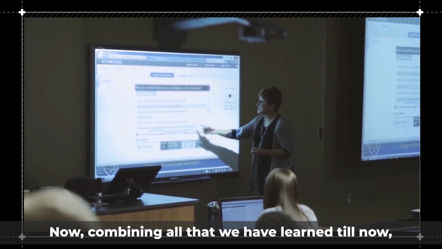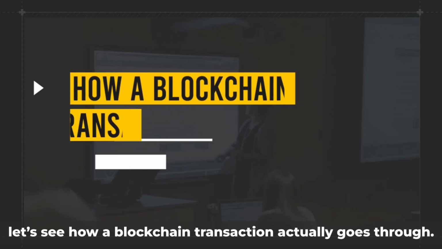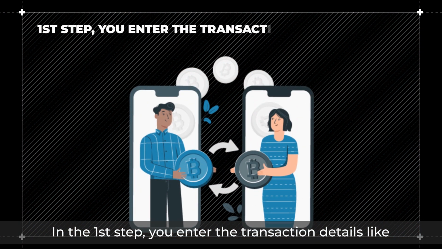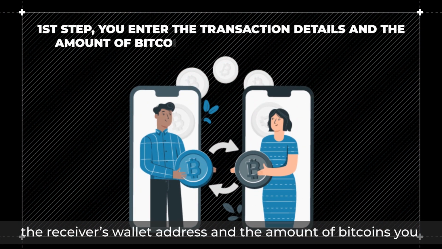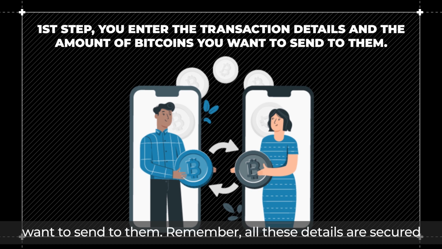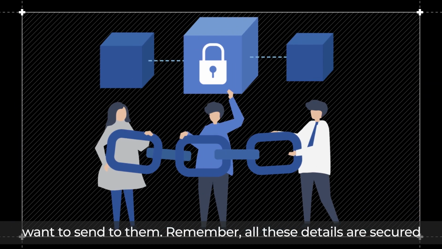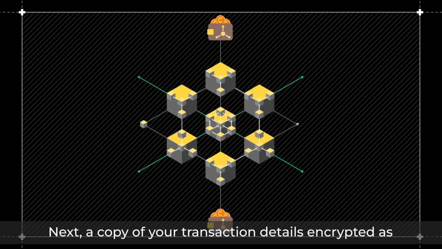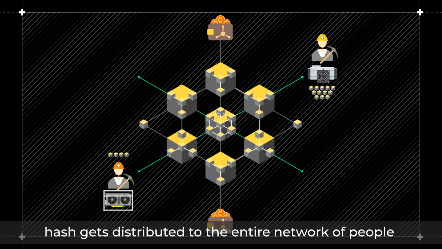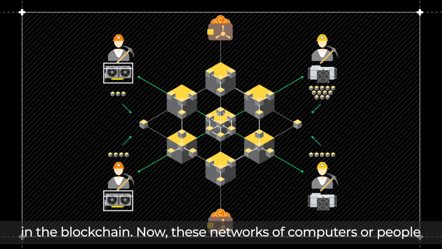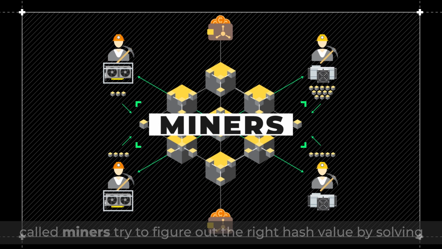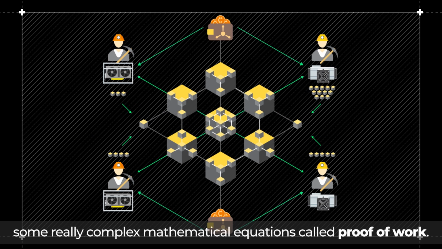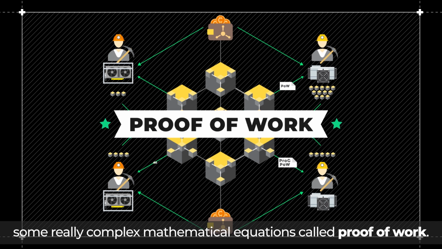Now, combining all that we have learned till now, let's see how blockchain transactions actually go through. In step 1, you enter the transaction details like the receiver's wallet address and the amount of Bitcoin you want to send to them. Remember, all these details are secured using the hashing algorithm. Next, a copy of your transaction details encrypted as hash gets distributed to the entire network of people in the blockchain. Now, these networks of computers or people called miners try to figure out the right hash value by solving some really complex mathematical equations called proof of work.